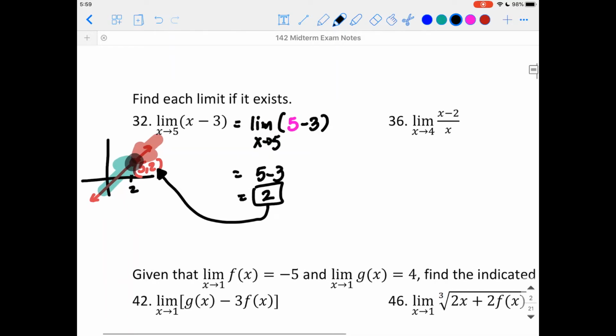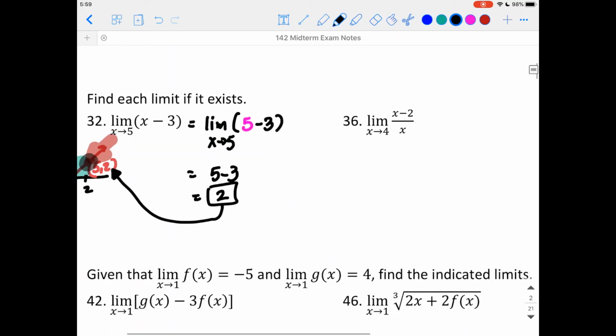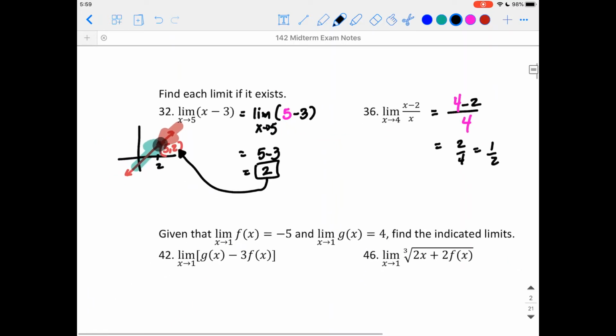So now instead of doing the graph, we're just going to substitute here. So this is going to be equal to, wherever I see an x, I'm going to leave a blank. Now I'm going to put 4 wherever I see an x. So I have 4 minus 2 is 2 over 4, which is a half, or 0.5. So not too bad.